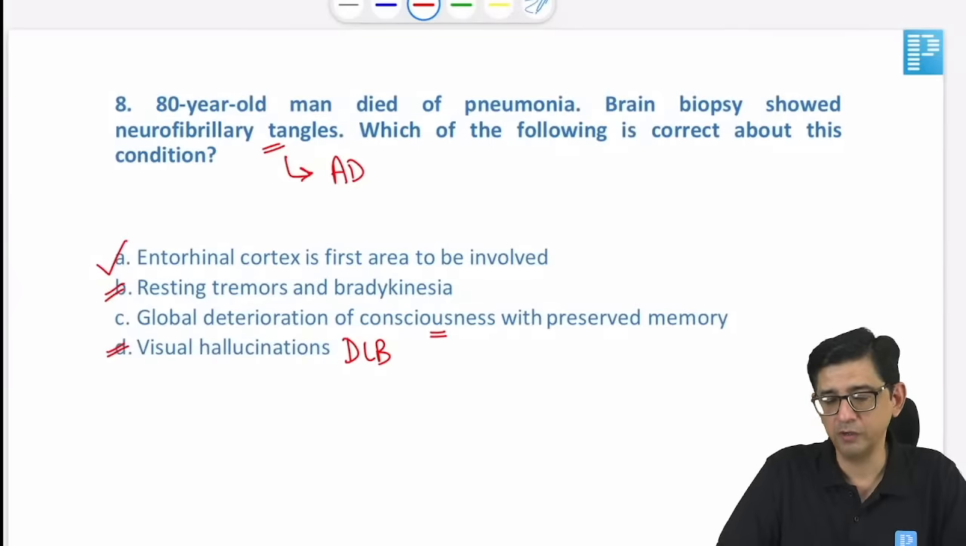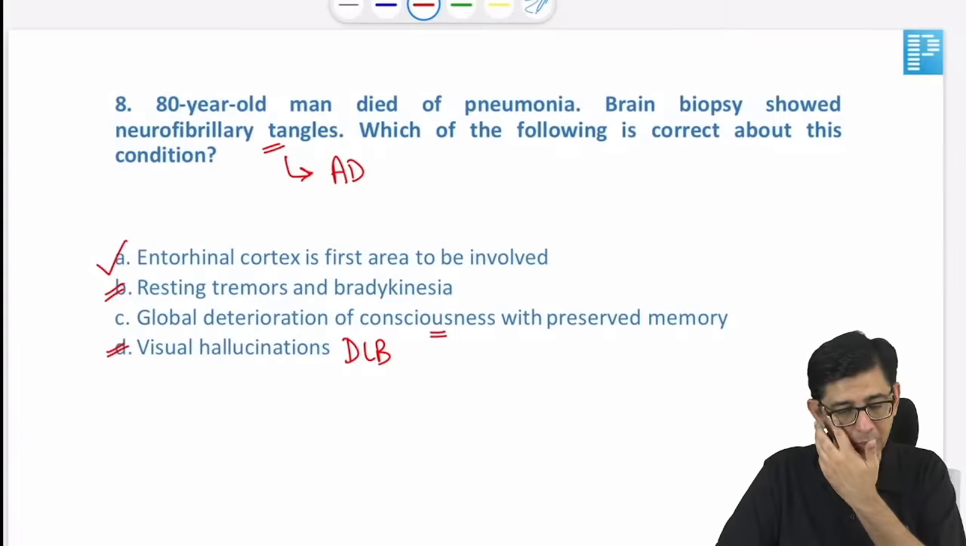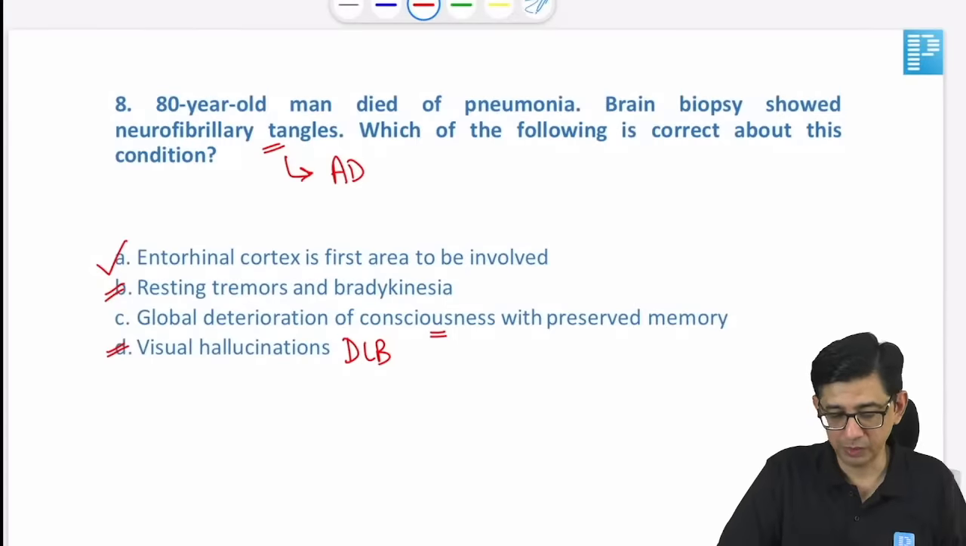Yes, we cannot have preserved memory. It is always the episodic memory which is to be affected. So the correct answer for this one is option number A. Great, great, Mushahid Khan. If you got this one correct, that's great. Impaired consciousness with preserved memory, that would be more of a delirium manifestation.